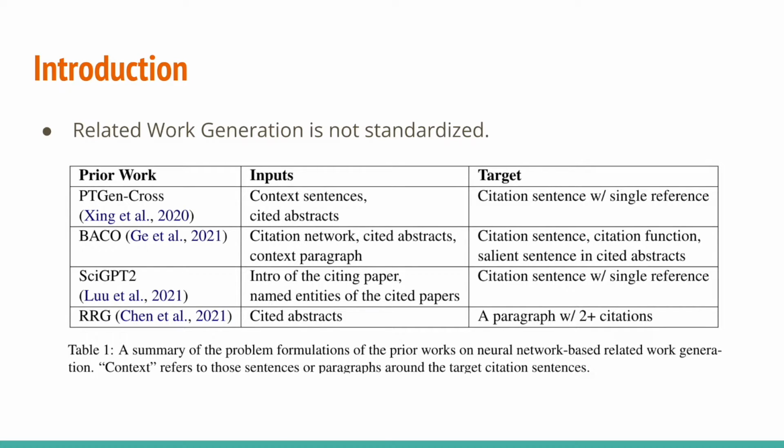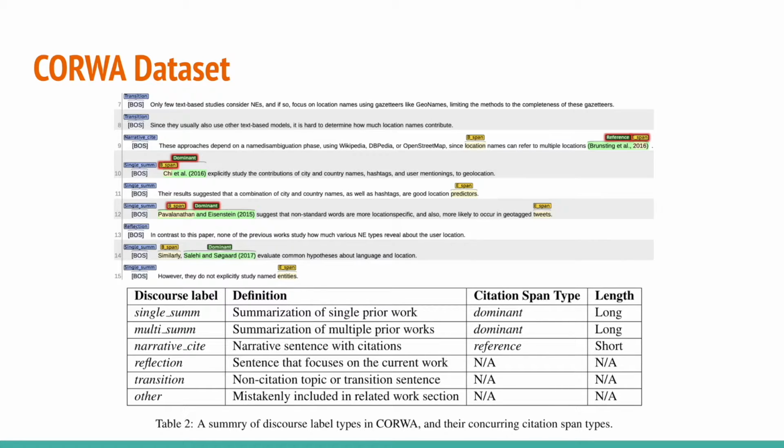Most prior works only introduce their own ad hoc datasets as a byproduct of the modeling work. In this work, we collect the CORWA dataset, which is a dataset designed for related work generation. CORWA consists of 3 interrelated tasks: discourse tagging, citation type recognition, and citation span detection. We aim to extract citation sentences and distinguish different types of citations.